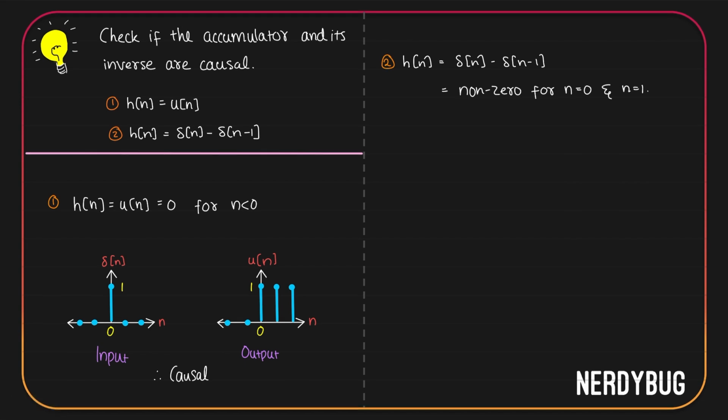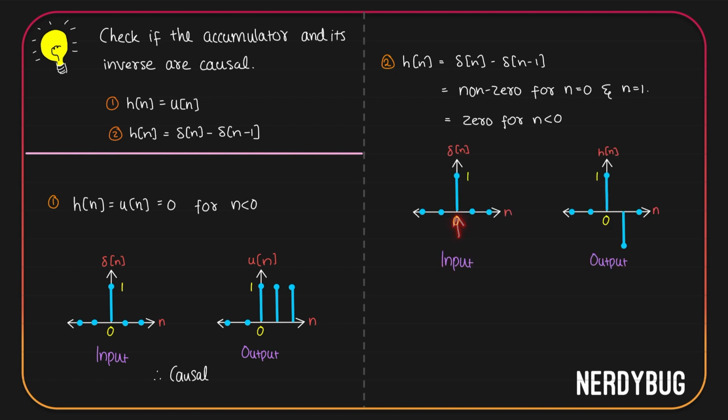They are non-zero only at 0 and 1. And that means they are 0 for all n less than 0, which is the condition for this system to be causal. We gave the input at 0 and we got outputs at 0 and 1. The outputs only came after the input was given. So this system is also causal.